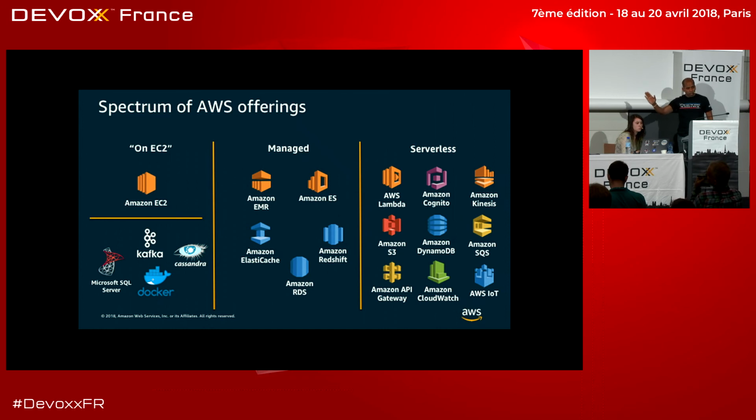If you look at the broader spectrum of offerings at AWS, of course, you have EC2 on the far left. As part of EC2, you can spin up your own VMs, set up your auto-scaling groups. You can set up Docker, Kafka, Cassandra, whatever service comes to your mind. But then you are responsible for making it highly available, auto-scale it. All that logic is upon you.